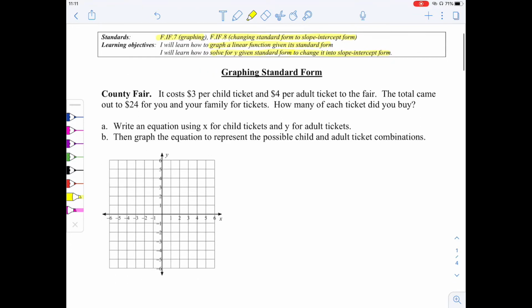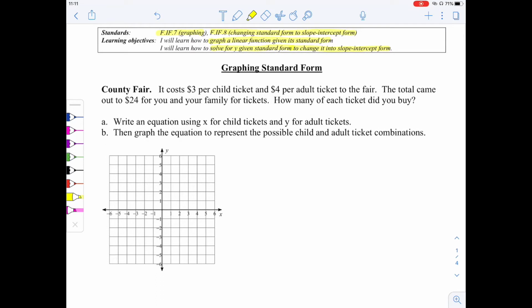Okay, first, a county fair costs $3 per child ticket, $4 per adult ticket. The total came out to be $24. How many of each ticket did you buy? So we want to write an equation for x and y, with x being child tickets, y for adult tickets. Okay, so first, let's look at where we're at. $3 per child ticket, $4 per adult ticket.